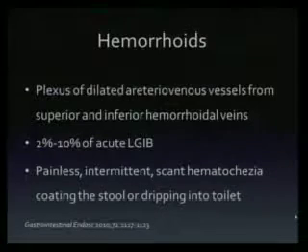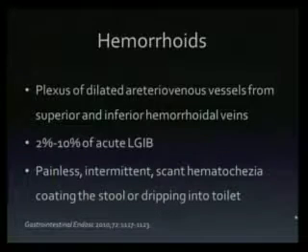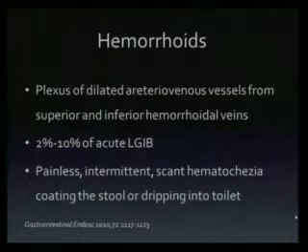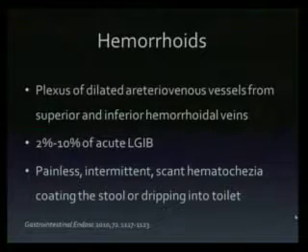So, moving on to other reasons why one might bleed: hemorrhoids. Hemorrhoids are a plexus of dilated arteriovenous vessels from both the superior and inferior hemorrhoidal veins. Their presentation as acute GI bleed risk is about 2 to 10%. They are a painless, intermittent, scant hematochezia that coats the stool or drips into the toilet. And that coating of the stool or dripping in the toilet, although not absolutely specific to hemorrhoids, provides a historical point to help you in determining the reason for the bleeding.